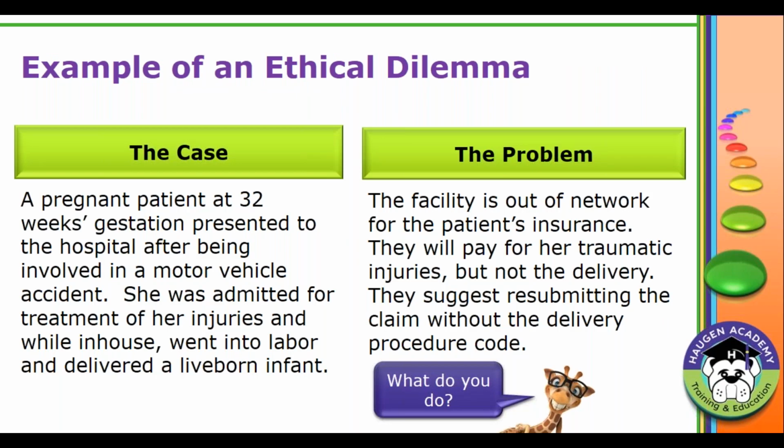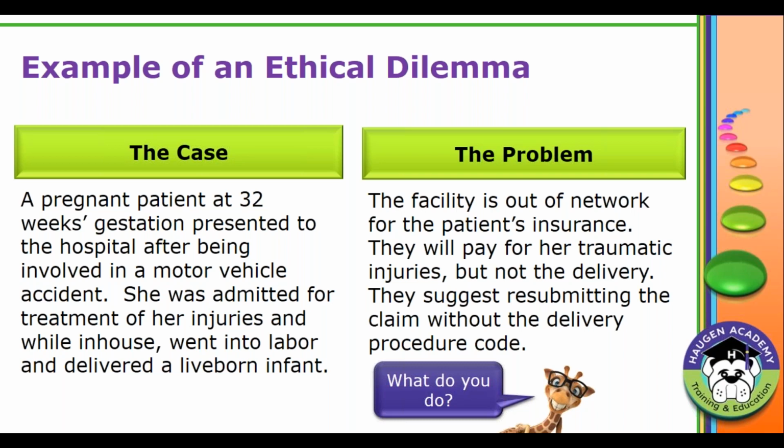So let me present you with an ethical dilemma. And this is a phone call that I received several years ago from the business office. It was a pregnant patient at 32 weeks gestation who presented to the hospital after being involved in a motor vehicle accident. And she was admitted for treatment of her injuries. And while she was in-house, she went into labor and delivered a live-born infant. Now, the problem was that our facility happened to be out of her network. And the patient's insurance said, we'll pay for her traumatic injuries, but we're not going to pay for her delivery. And they wanted us to resubmit the claim and take the delivery code off of the claim.